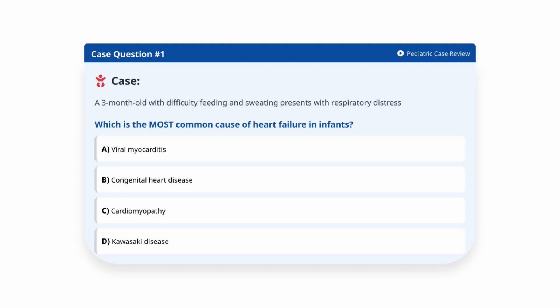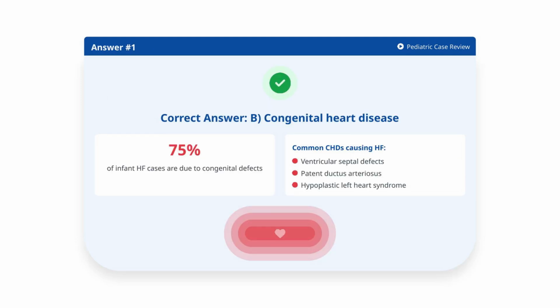Which is the most common cause of heart failure in infants? Is it A, viral myocarditis, B, congenital heart disease, C, cardiomyopathy, or D, Kawasaki disease? The correct answer is B, congenital heart disease. Approximately 75% of heart failure cases in infants are due to structural heart defects. The most common culprits include ventricular septal defects, patent ductus arteriosus, and hypoplastic left heart syndrome. Viral myocarditis and cardiomyopathy are less common but important causes to consider.